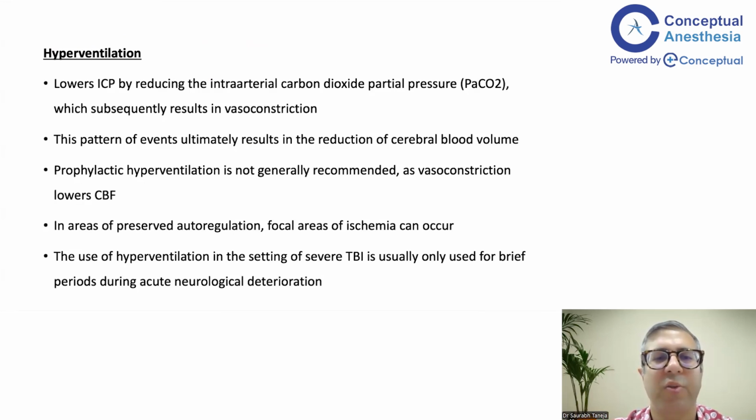So what does hyperventilation do? It lowers the ICP by reducing the arterial PaCO2. If you decrease the PaCO2, hypocapnia leads to vasoconstriction, and vasoconstriction decreases cerebral blood flow and decreases ICP. But the side effect is, again, a reduction of cerebral blood flow, so prophylactic use is not recommended. The brain has autoregulation, and in areas where autoregulation is preserved, there will be focal areas of ischemia, so you can cause more damage. So again, it is only to be used as a brief temporizing measure.